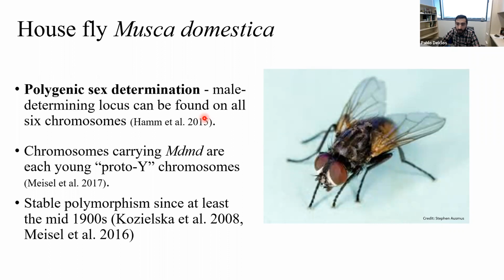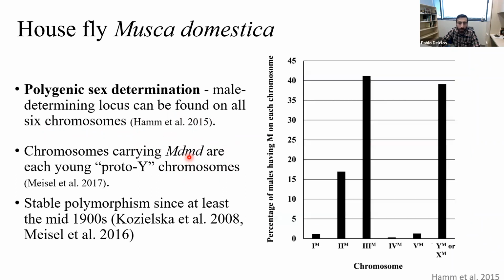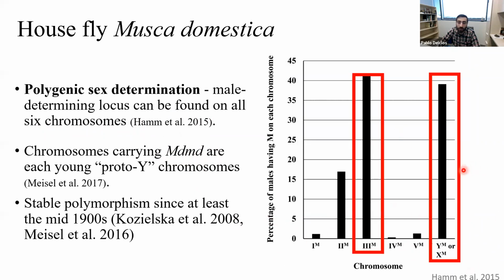And so because of this, in males, we refer to chromosomes carrying that male determining gene, MDMD, as that male's proto-Y chromosome. MDMD here just stands for Musca domestica male determiner. But wherever this gene is located, that chromosome becomes that male's proto-Y chromosome. Now, while this gene can be found on almost any chromosome, in nature, we find it most frequently on what was originally the ancestral Y chromosome or on the autosomal third chromosome. And I'll refer to these as YM or 3M male types throughout the talk.